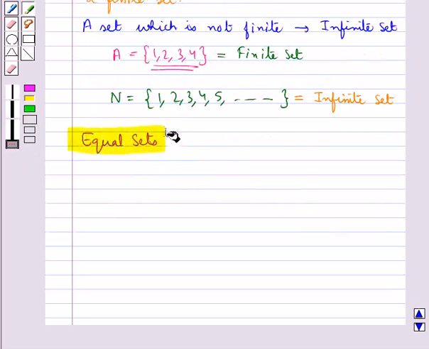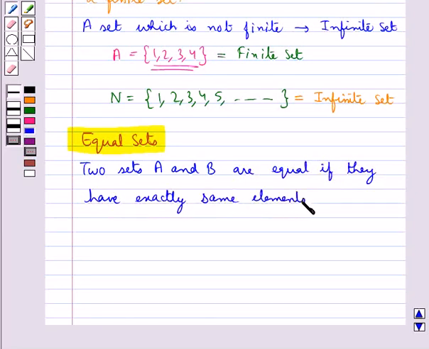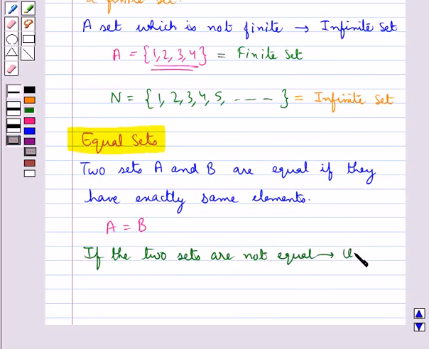Next we have equal sets. Two sets A and B are equal if they have exactly the same elements, and we write it as A equal to B. And if the two sets are not equal, they are called unequal sets, and this is written as A not equal to B.